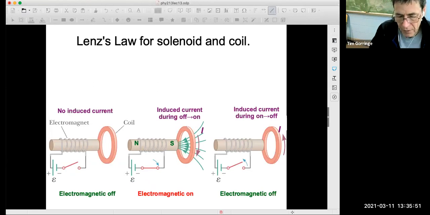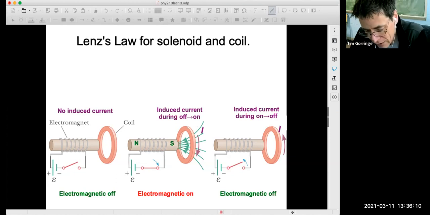Here's a second example. Let's pray to Lenz and Faraday got this one right. A second example of Lenz's law for the direction of the induced currents and induced EMFs. So let's take a look at this slide.